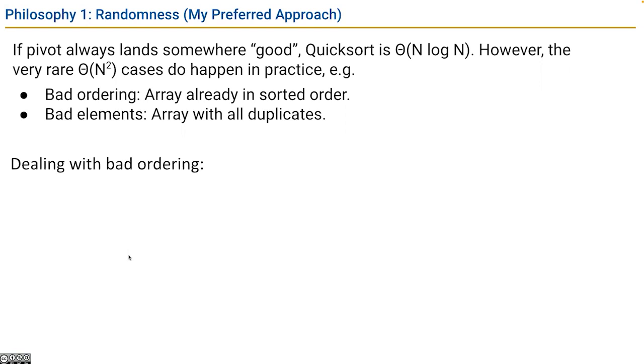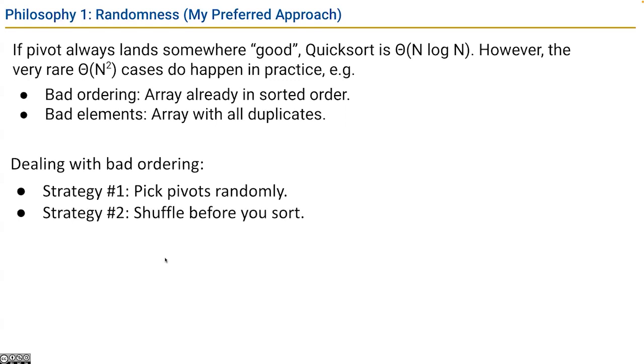Okay. So there are different ways to deal with bad ordering that involve randomness. The first is to pick the pivots randomly, which will work. And the other is to shuffle before you sort. And both those approaches are basically equivalent. They're not exactly the same algorithm, but you get basically the same result.